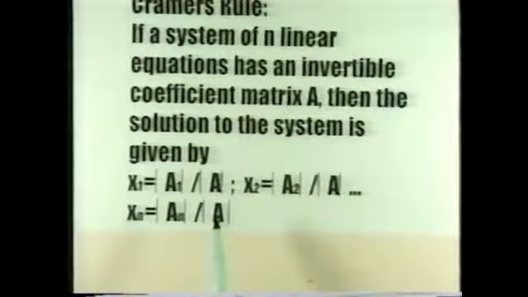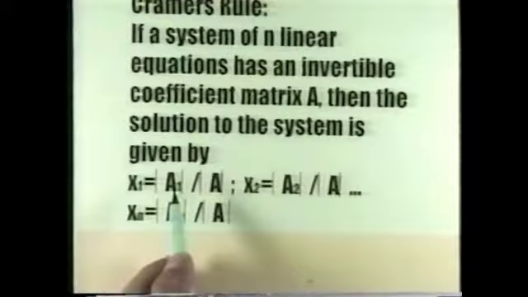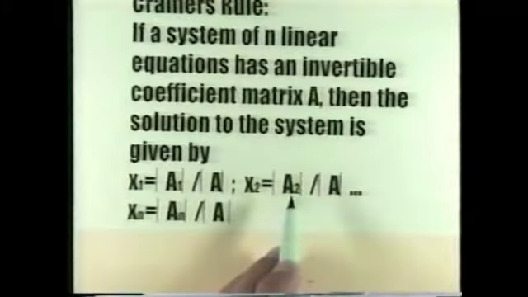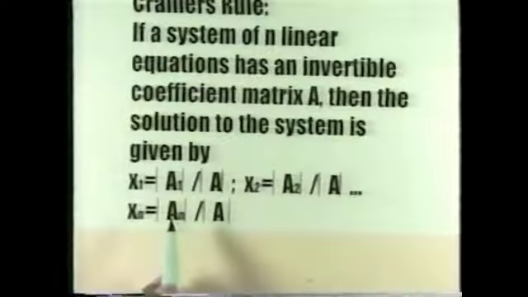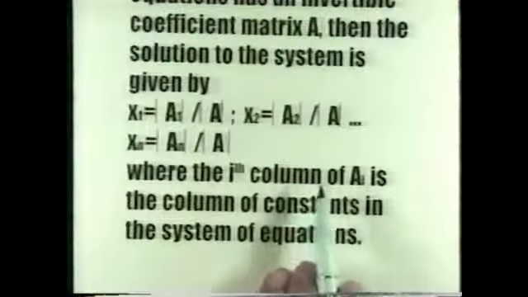Now A is simply the coefficient matrix. Now A1 is the coefficient matrix with column 1 replaced by the constants. A2 is the coefficient matrix with column 2 replaced by the constants. An is the coefficient matrix with column n replaced by the constants. So I wrote that for you here, where the ith column of Ai is the column of constants in the system of equations.